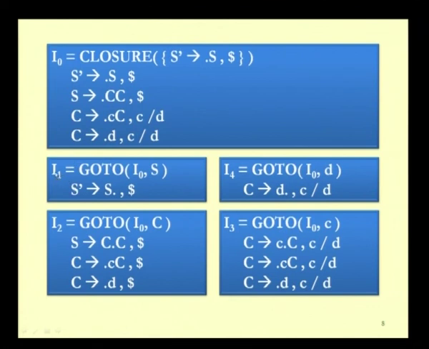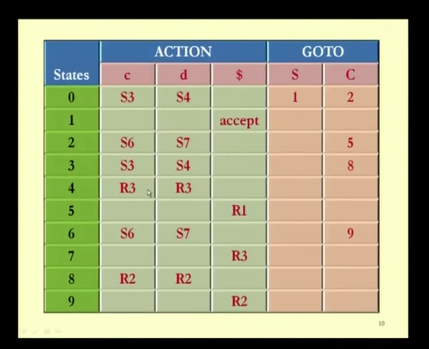So, the action of 1 comma dollar is accept. That is, the action of 1 comma dollar is going to be accept. So, we can find that 1 comma dollar has the action called accept. That completes the action component, and now for the goto component, we have another 4 items.